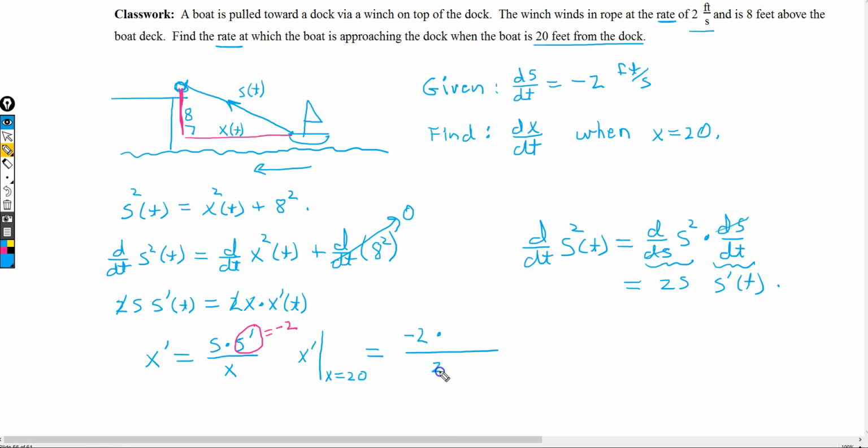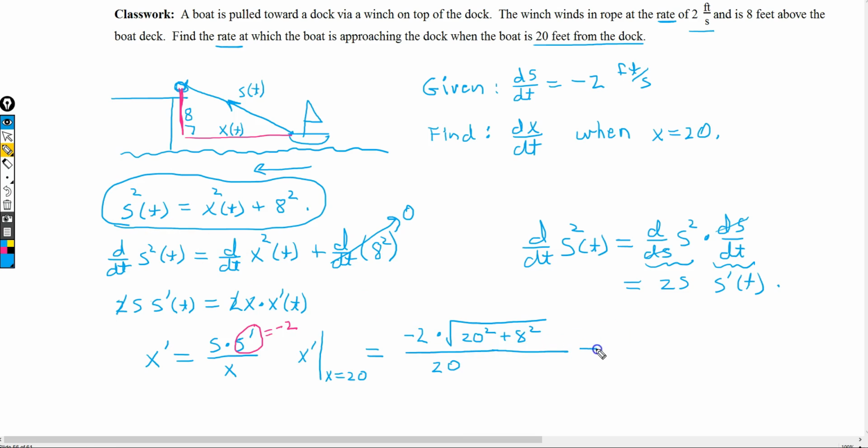The x is 20. Now, we're not given what s is. Well, once again, we can go back to our Pythagorean theorem here, and we can solve for s when x is 20. So if we just put 20 in for x, we'll be able to solve for s. So when x is 20, s is going to be the square root of 20 squared plus 8 squared. I just put this 20 in here for x, and then took the square root to solve for s. So there we go.